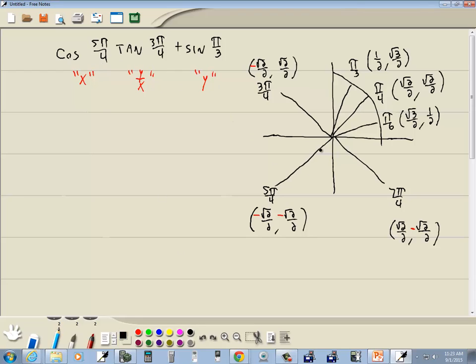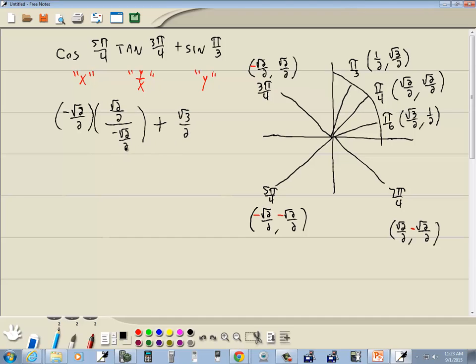If I come down here to 5 pi over 4, cosine is the x part of our point, which was negative square root of 2 over 2. Okay, tangent of 3 pi over 4. Here's tangent. Tangent is equal to y over x. So this is x and this is y. So we'll have square root of 2 over 2 all over negative square root of 2 over 2. Plus pi over 3, here's pi over 3, and sine is our y. This is x and this is y, so this will be square root of 3 over 2.